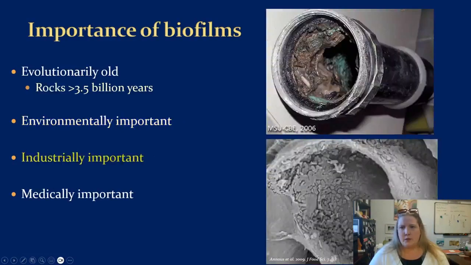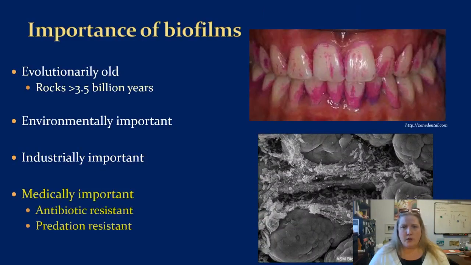Industrially, they're also important. They can contribute to biofouling of tubes where they clog up, if you've ever seen a gross shower drain. But in industrial complexes, these can be also even more of a problem because they can contribute to blockage of pipes. They can form on the surface of fruits and vegetables. So this is, I think, a cantaloupe skin, if I remember right. They can cause foodborne outbreaks. They can also colonize the bottom of ships that sail in the ocean and lead to degradation of the metals. Most importantly for us probably are the medically important ones.